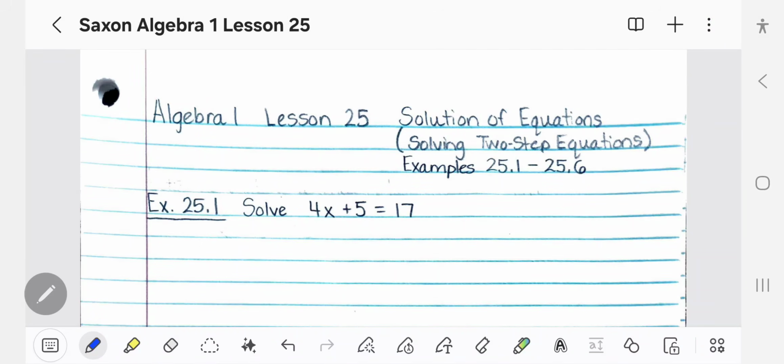This is Algebra 1, Lesson 25, Solution of Equations. We're going to be doing examples 25.1 through 25.6, and we're going to be solving two-step equations.